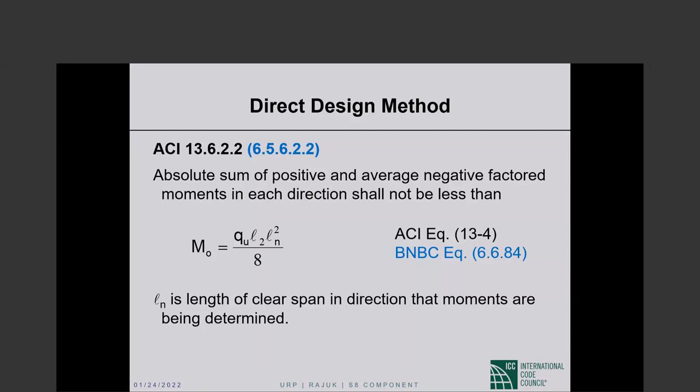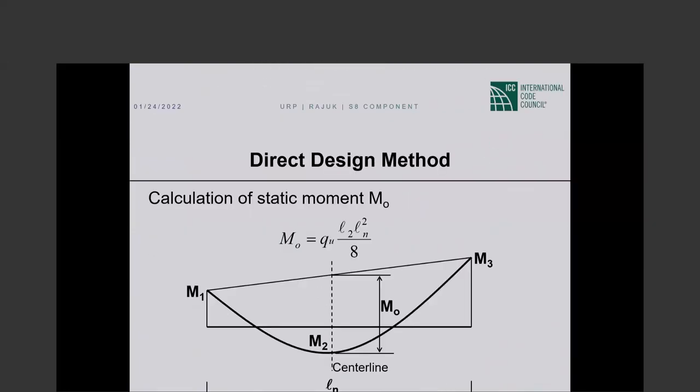Q is in pounds per square foot in American units, the slab load. We multiply that by L sub 2. We get load in pounds per linear foot of the span. That multiplied by the clear span squared divided by 8 is the free span moment M sub 0, static moment.